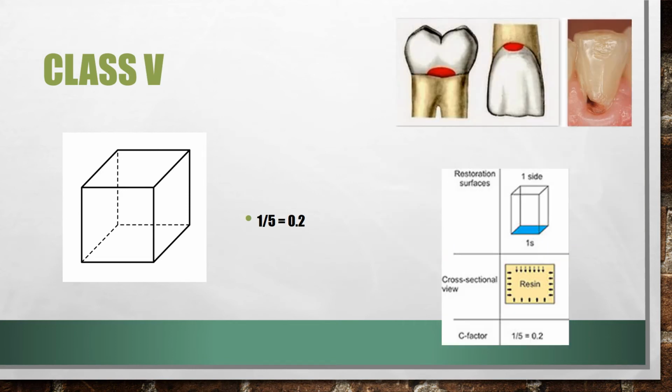Now class 5 is the one which involves the cervical third of your tooth. The class 5 can be a non-carious lesion, or it can be a class 6 sealant application type. In that case, the configuration factor will be 0.2 because only one wall is bonded and the rest 5 walls are unbonded.